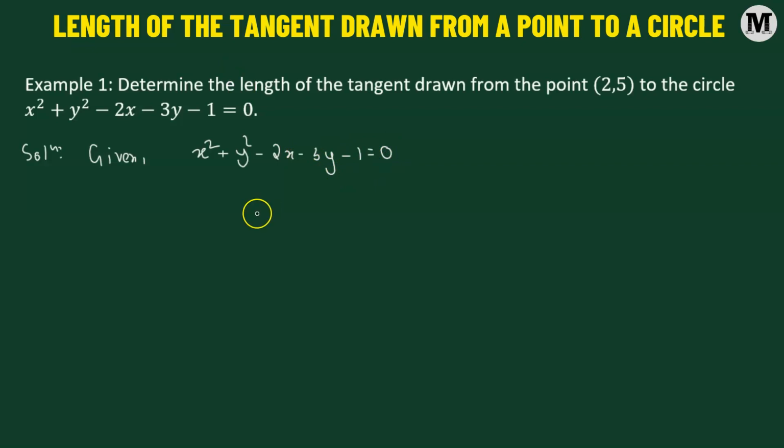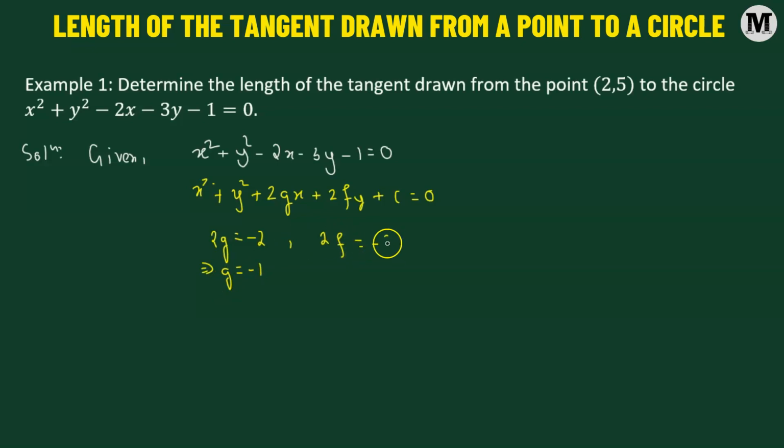We're going to compare this with the general equation of a circle, which is x squared plus y squared plus 2gx plus 2fy plus c equals 0. Then we get the value of 2g equals negative 2, which means that g comes out to be negative 1. Then we can find out the value of 2f. So 2f equals negative 3, which means the value of f comes out to be negative 3 over 2. And the value of c is going to be negative 1.